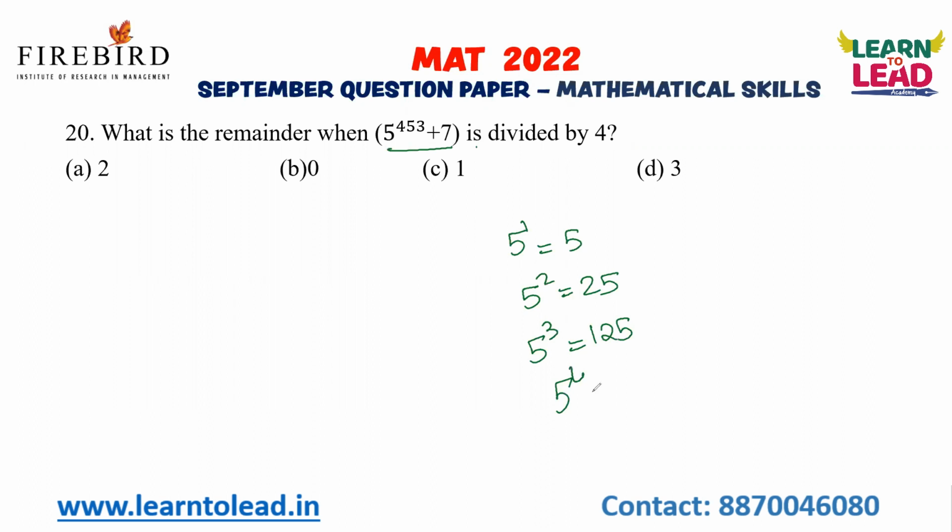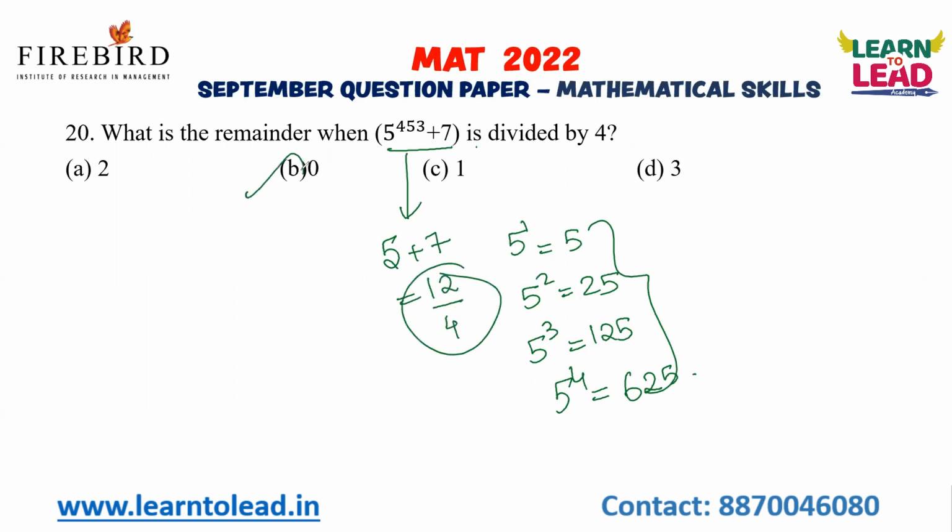Okay, and 5 to the power 4? Something, 625, right? So, 5 to the power values will end with 5. Then 5 plus 7, you are going to add it to get 12. So, when you divide 12 by 4, the remainder is 0. Remainder will be 0. That is your answer.